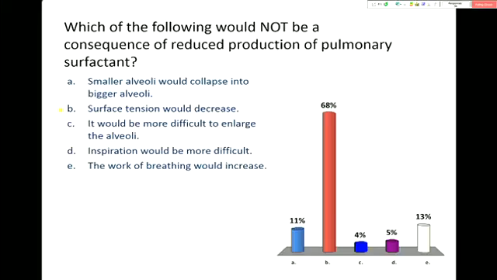I mean, all the other 4 smaller alveoli would collapse. Yes, they would. That's why we had surfactant, as I said. C, it'd be more difficult to enlarge it, and therefore inspiration is enlarging it, and breathing would be more difficult. So that C, D, and E are all related to each other. They all are saying the same thing.